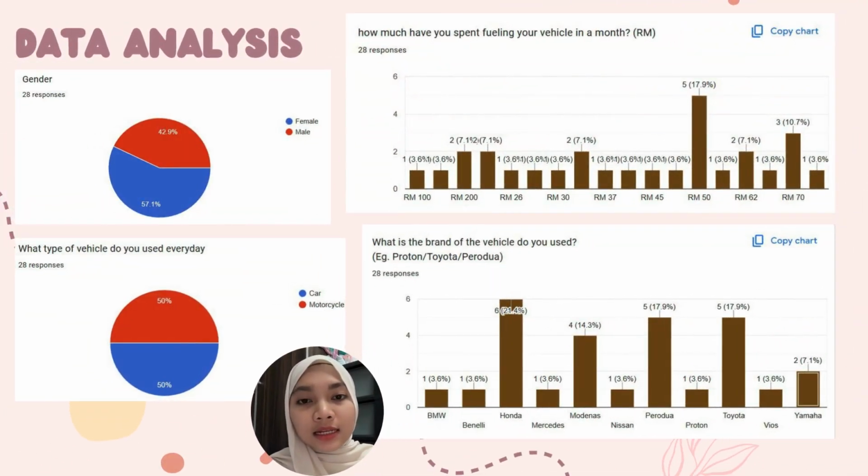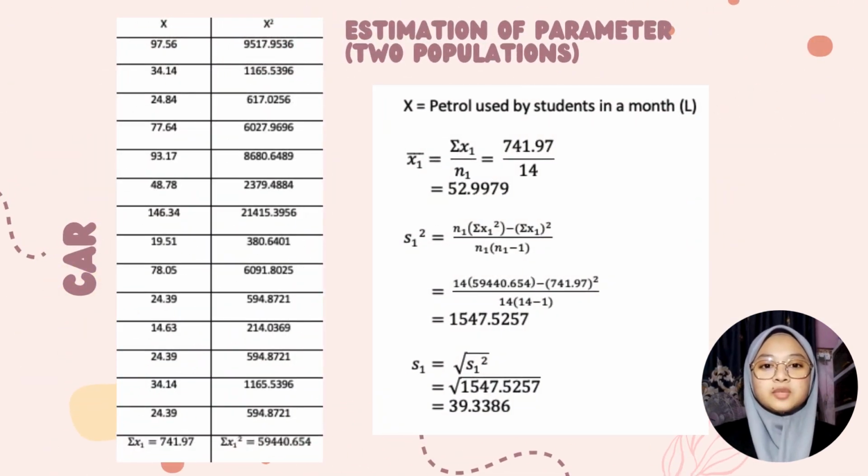This is the data analysis from the data that we collect. First method we use is estimation of parameter for two populations. X is given as petrol used by students in a month. First, we calculate the mean for the car. Mean is equal to total X1 over N1, which is number of sample for the car. Then we get the mean is 52.9979.